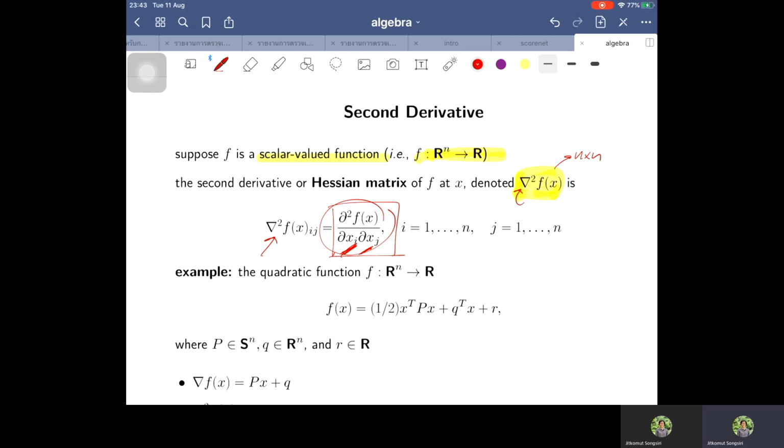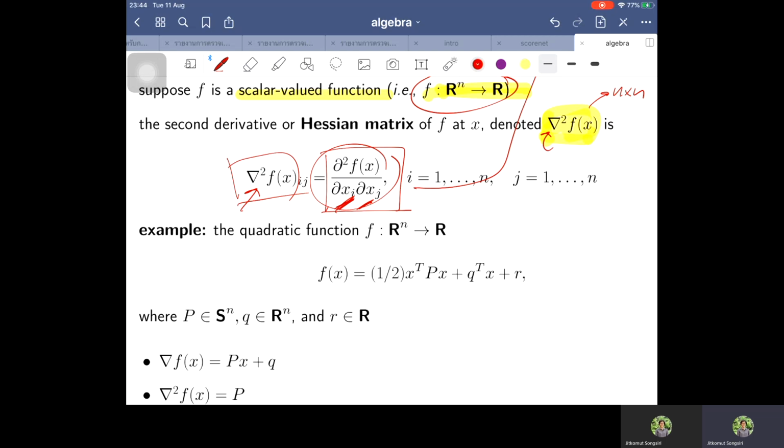So you can think of the Hessian matrix as the derivative of the gradient as well, right? Because when f maps from Rn to R, your gradient is going to be a vector in Rn. So your Hessian matrix is actually the derivative of the gradient again.